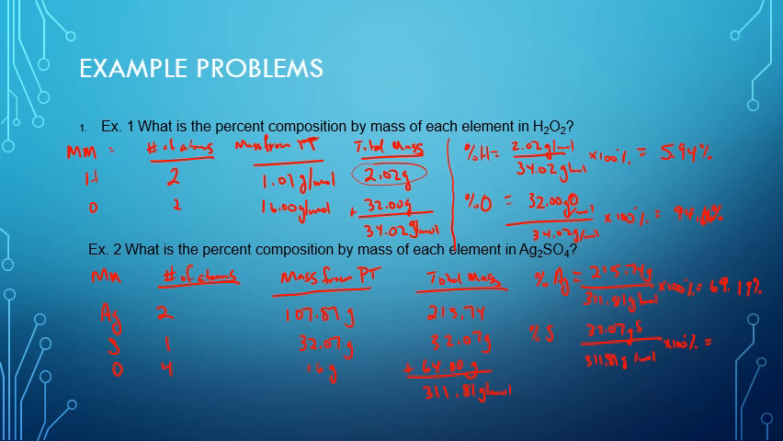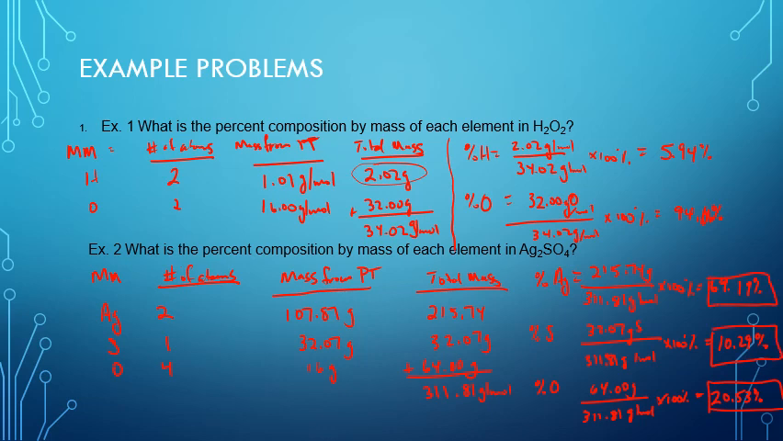And that will give us 10.29%. And finally, for our percentage of oxygen, we have 64 divided by 311.81, multiplied by 100%, and that will give us 20.53% for oxygen. So there's our answer.